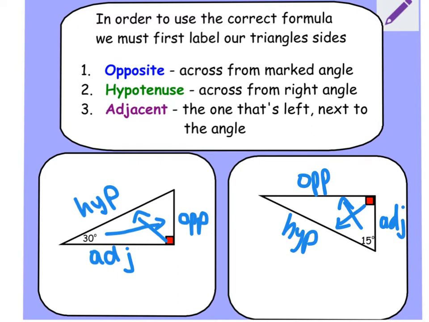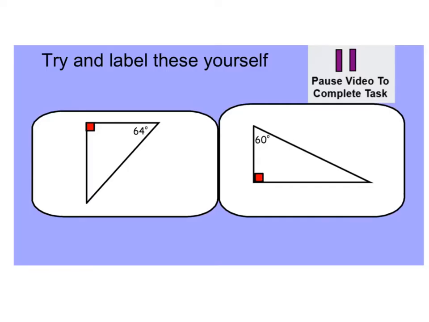And it's really important we're able to do that so that we can choose the correct formula, because in right angle triangle trigonometry, there are 3 formulas we're going to look at. So pause the video, try these 2 on your own, and then check your answers on the next slide.